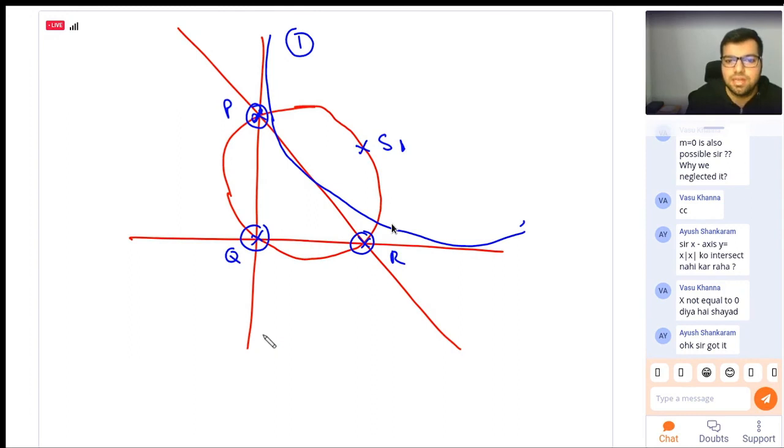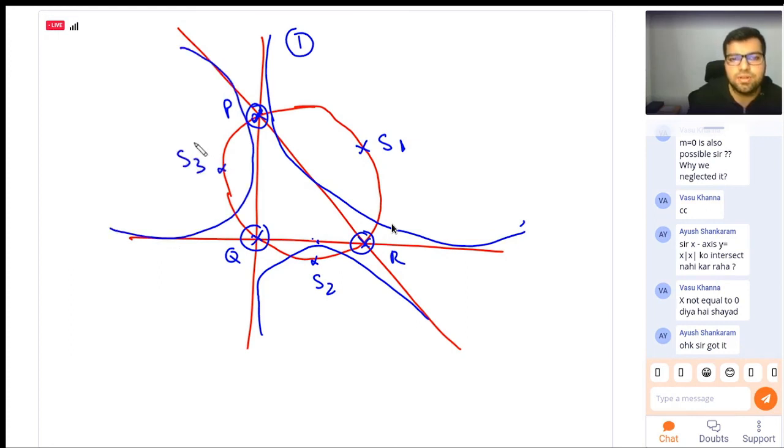Similarly, when you draw a parabola like this, here also PQR is a triangle formed by the points of intersection of its tangents. So S2 will lie over here. And lastly, S3 will lie over here, because for this parabola 3 also, these three lines are the tangents. PQR are the points of intersection of the tangents. So the circumcircle of PQR passes through S3. If this much is clear, then the next part is very easy.